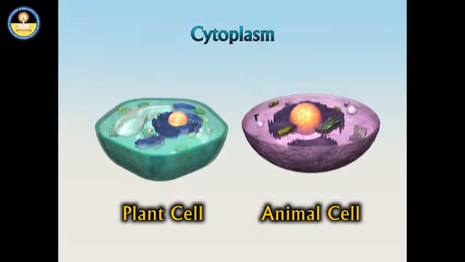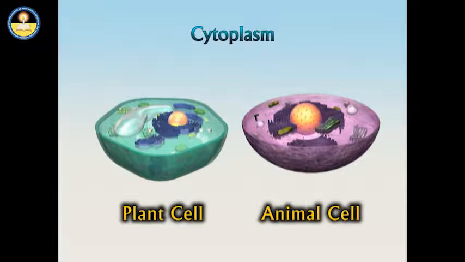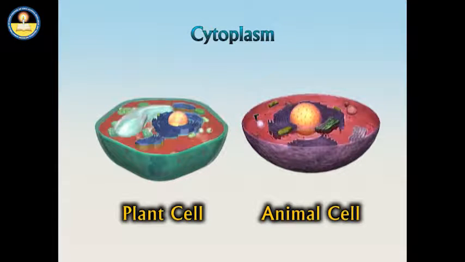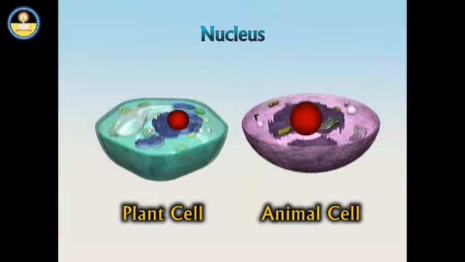Cytoplasm is a thick, jelly-like material filling the entire space and providing medium to all other organelles. The nucleus contains most of the cell's genetic material and is responsible for running all reactions happening in the cell.